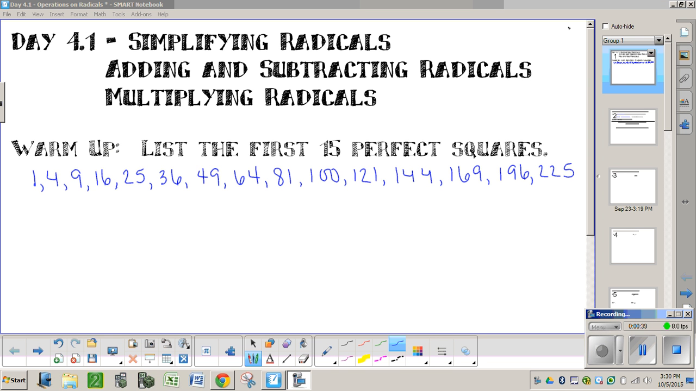Alright, go ahead and check your perfect squares and make sure that you got them all correct. And if so, we're going to be ready to move on to our first couple examples.